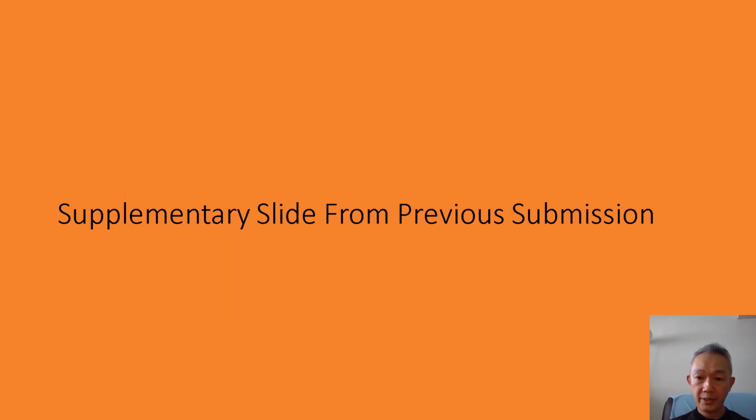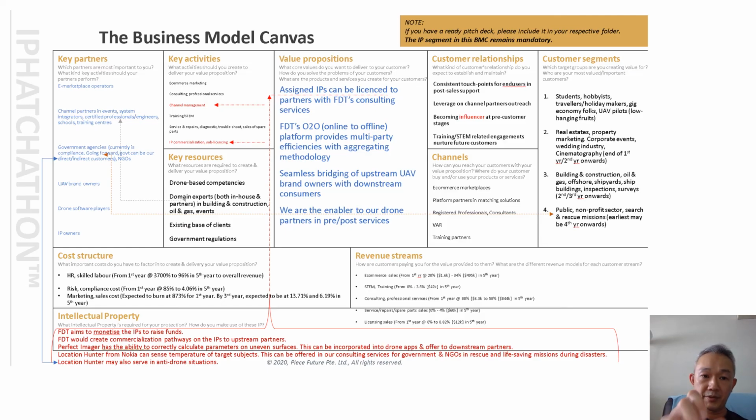Now, I put in a supplementary slide. Basically, it's the same business model canvas in my previous submission. I just made it easier to reference in case you need to call it out. So this will be my last part of the presentation.